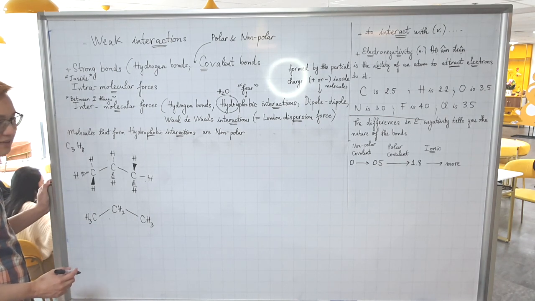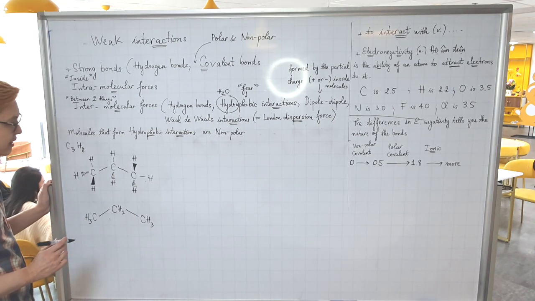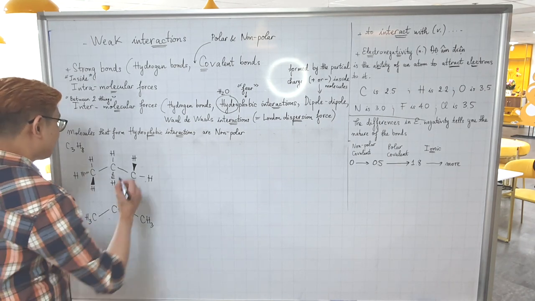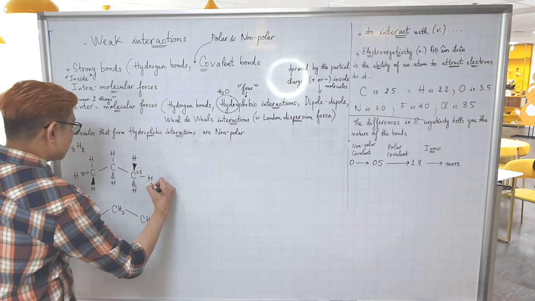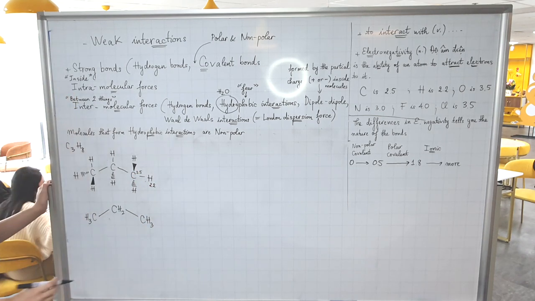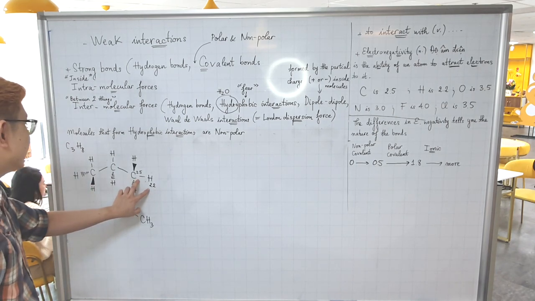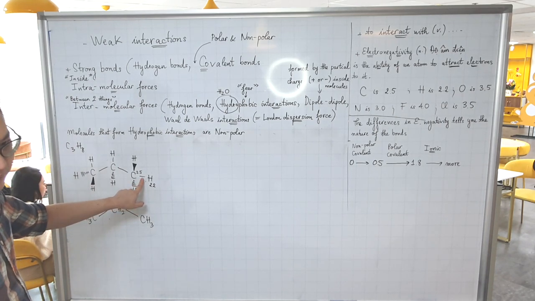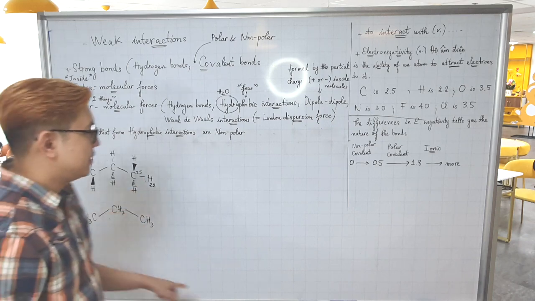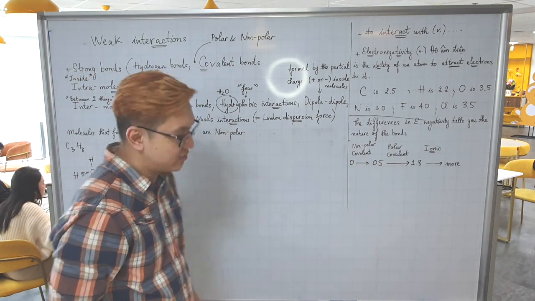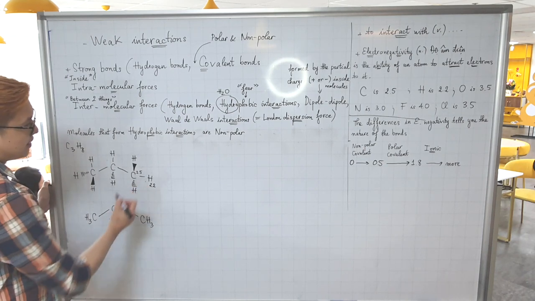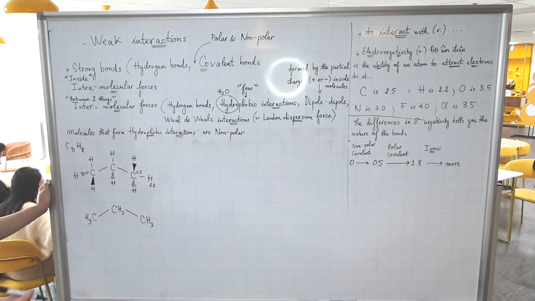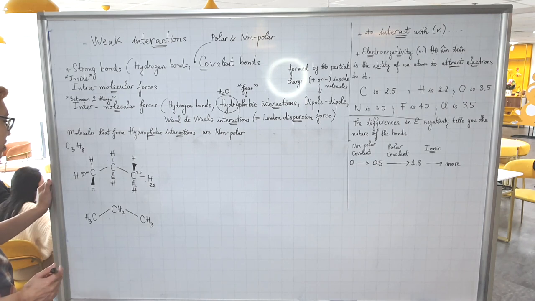Carbon, how much is carbon? 2.5. Carbon 2.5. How much is hydrogen? 2.2. So the difference between them is 0.3. So they do have non-polar covalent bonds. Okay. Non-polar covalent bonds.